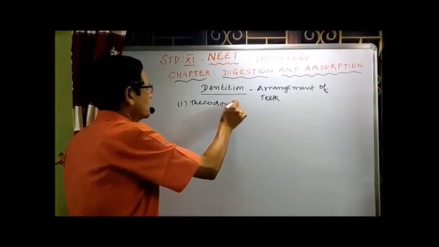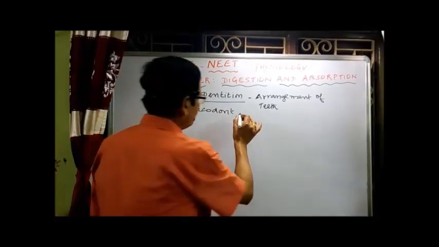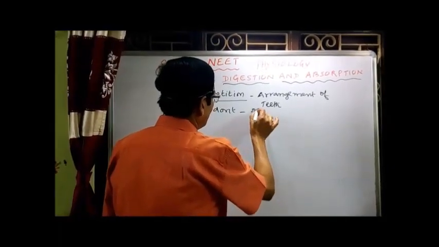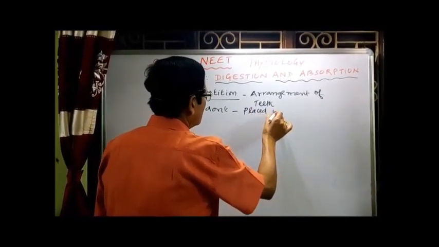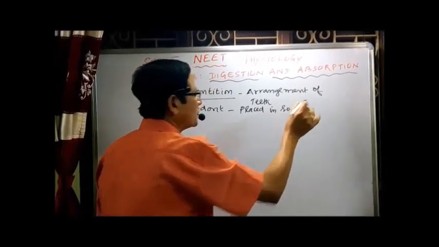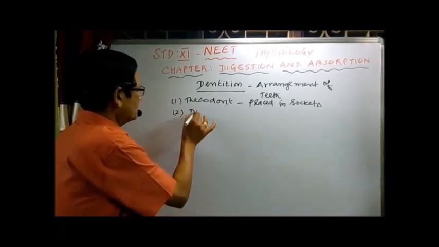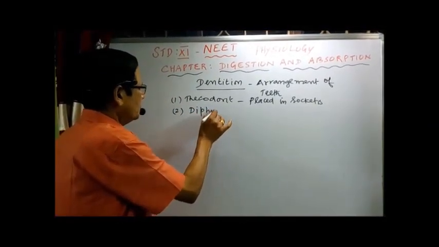Thecodont: the meaning for that one is placed in a bony cavity, placed in sockets. That is a bony cavity. There are teeth also described as diphyodont.